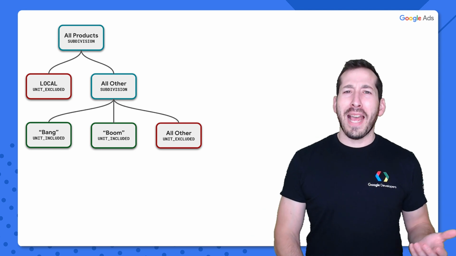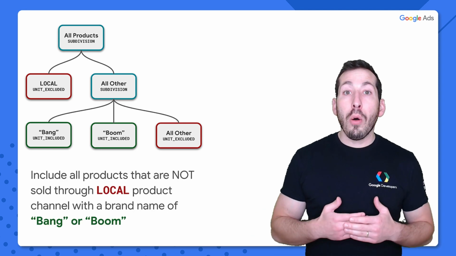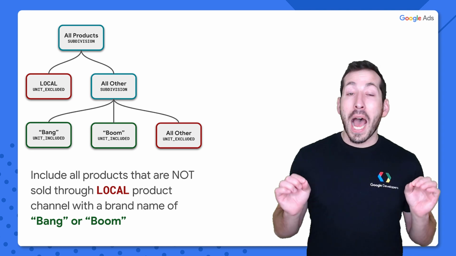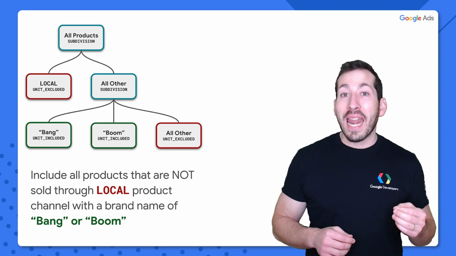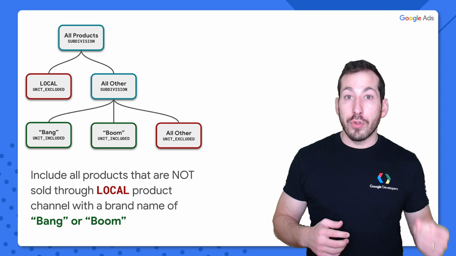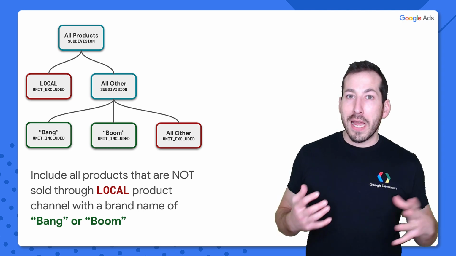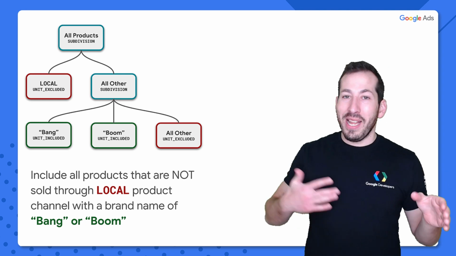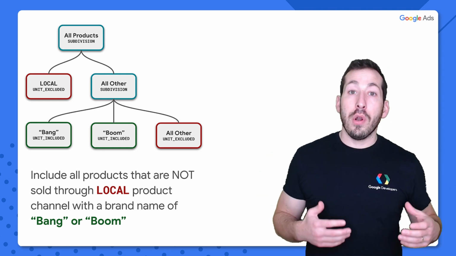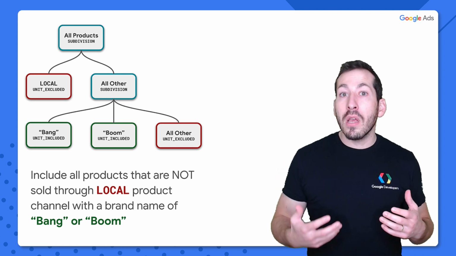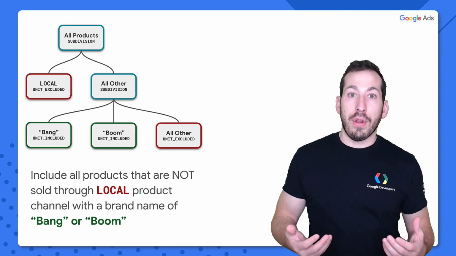Now, what does this actually say? Include all products that are not sold through the local product channel and have a brand name of Bang or Boom drums. Now, if you're trying to connect the dots, how does this tree translate into what I just said? We're going to break it down right now for you and also explain the different components of a product partition tree and how to create one.